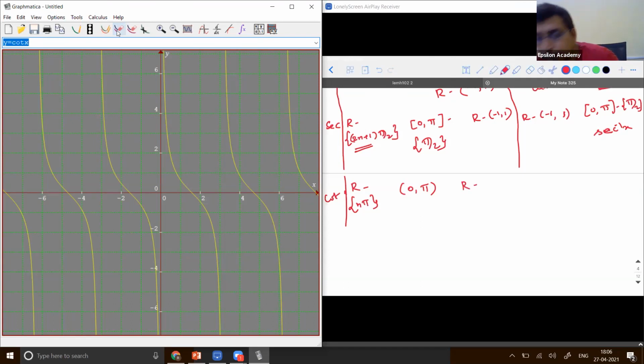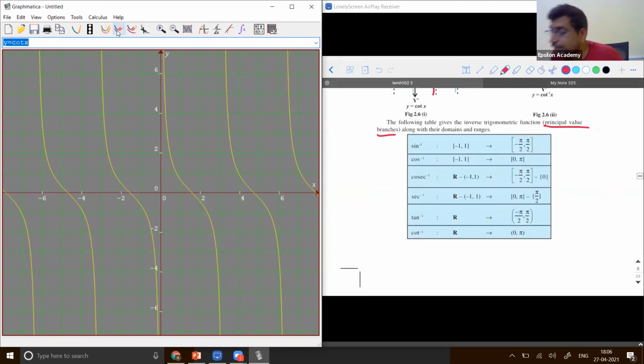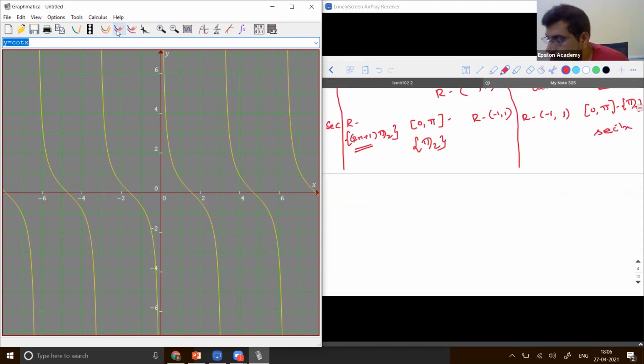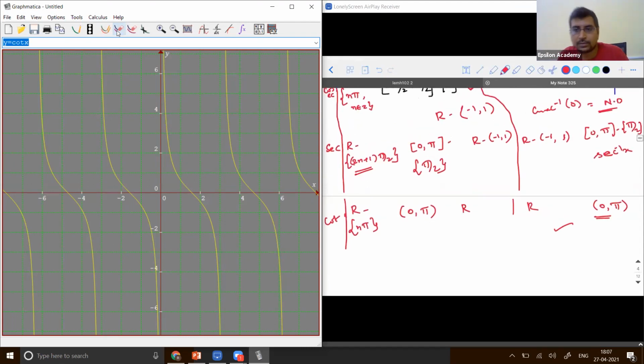You will get any real number. Now what will be the domain here? Domain will be R and the range will be 0 to pi. Whatever table I prepared here is what is given here. I hope you are able to understand this.